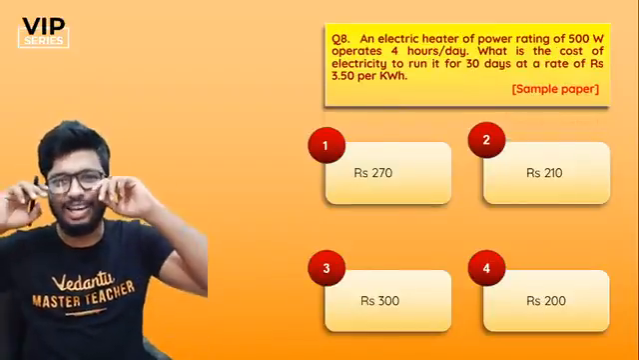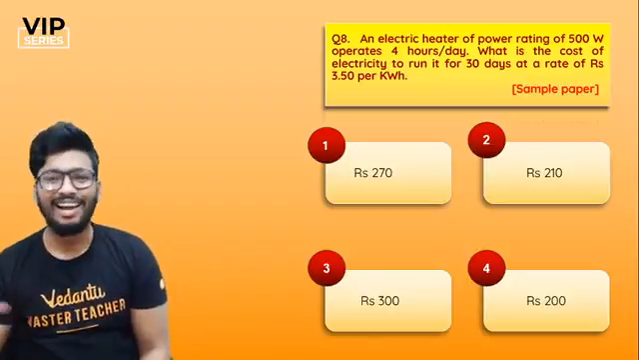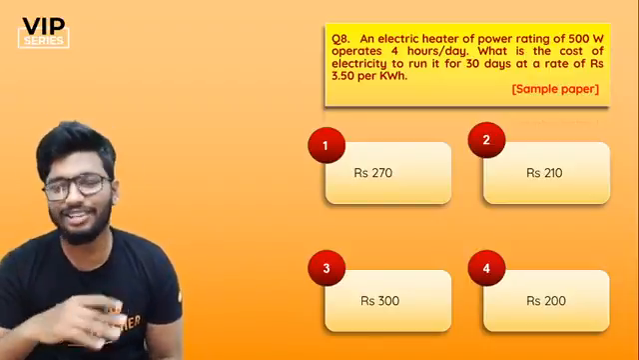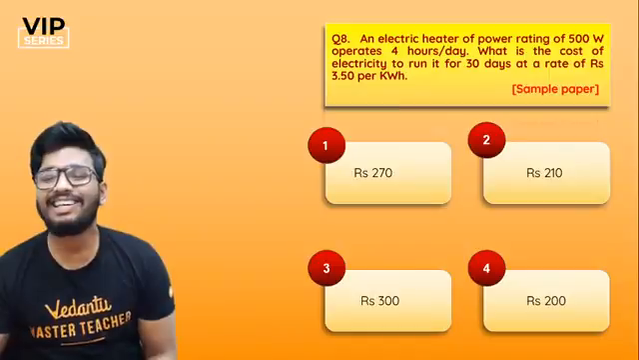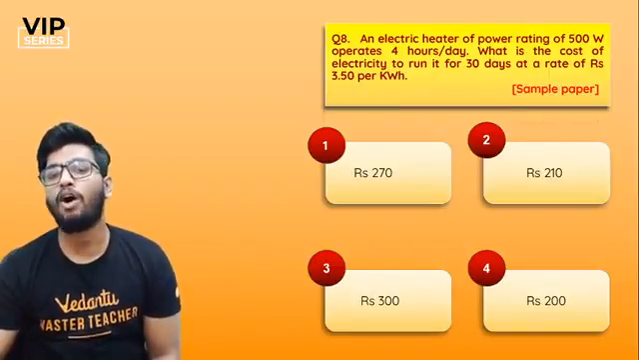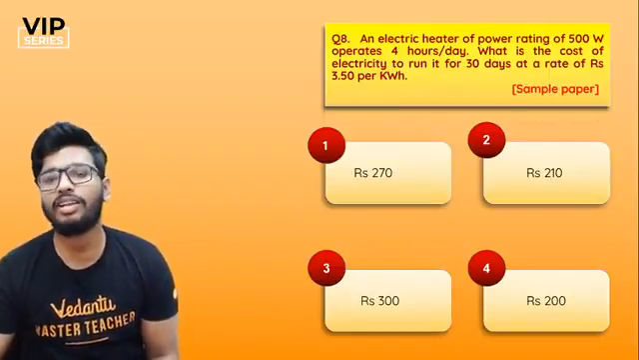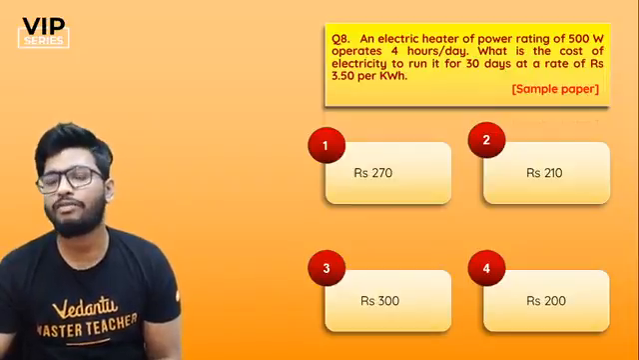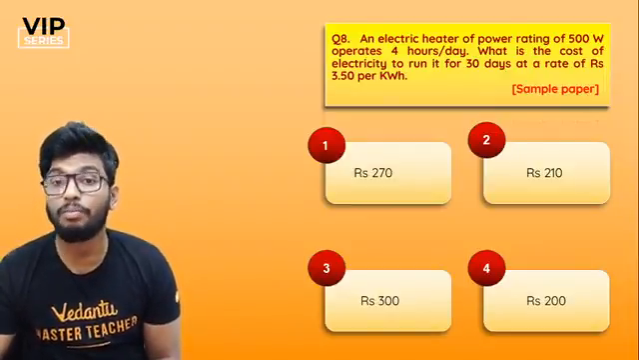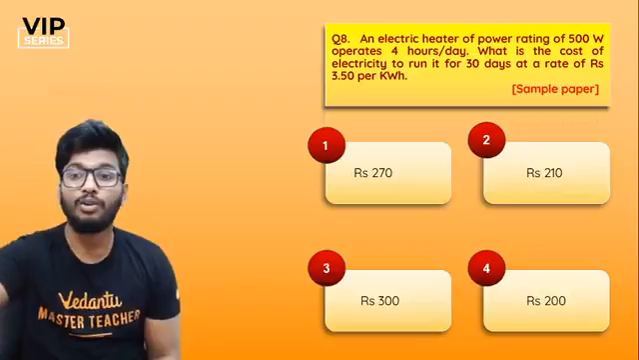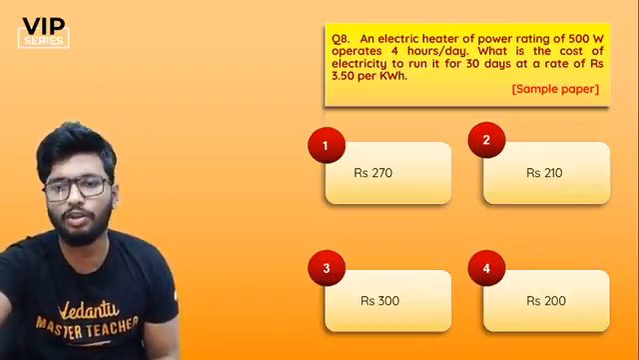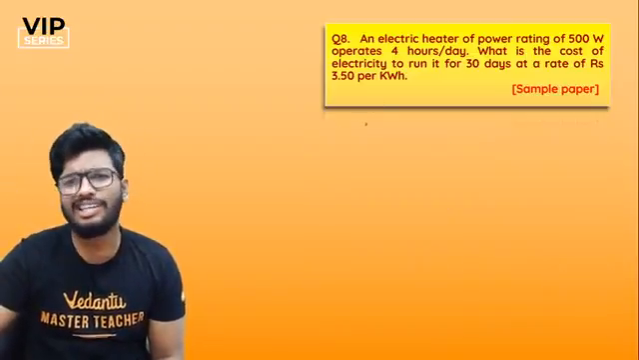The last and final question, guys. Let's solve this one also and finish it off. Here's another one. An electric heater of power rating 500 watts operates 4 hours per day. What is the cost of electricity to run it for 30 days at a rate of rupees 3.50 per kilowatt hour? 270 rupees, 210 rupees, 300 rupees, or 200 rupees. Quite an easy question again.